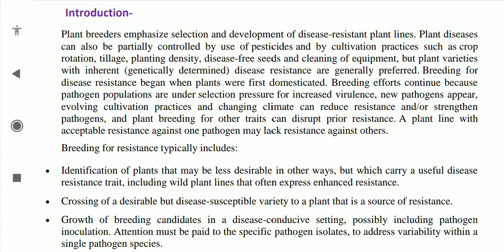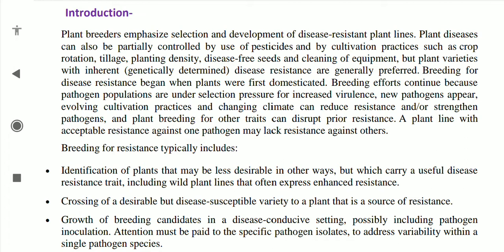Breeding for resistance typically includes identification of plants that may be less desirable in other ways but which carry a useful disease resistant trait, including wild plant lines that often express enhanced resistance. We can select wild plants for the disease resistance because they show enhanced resistance than the cultivated plants.